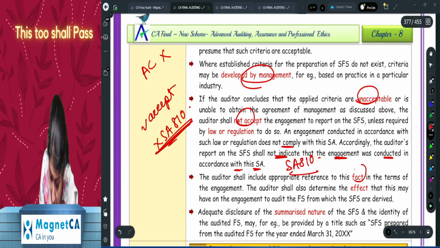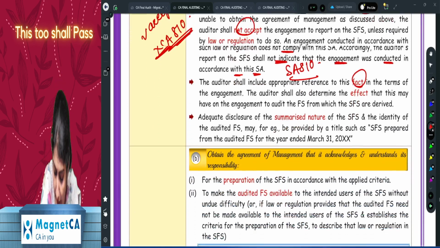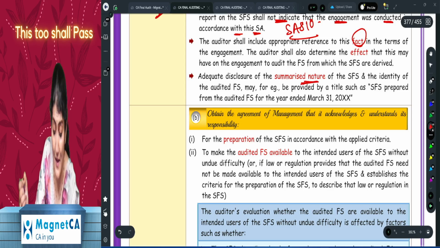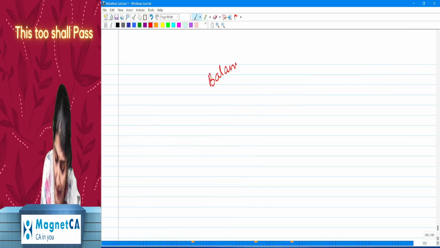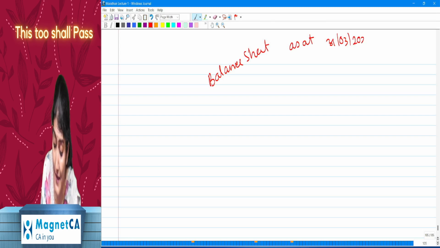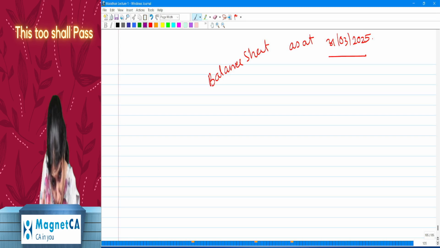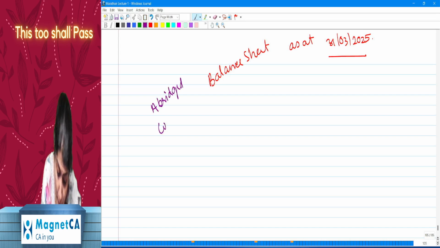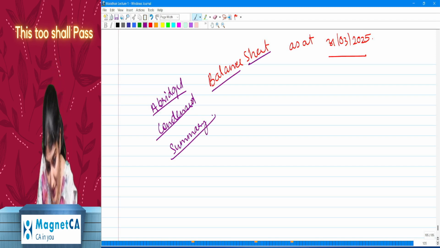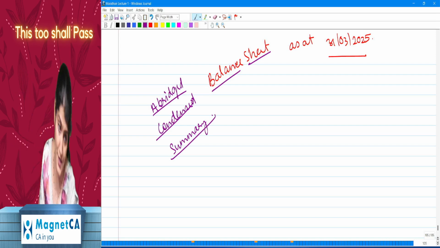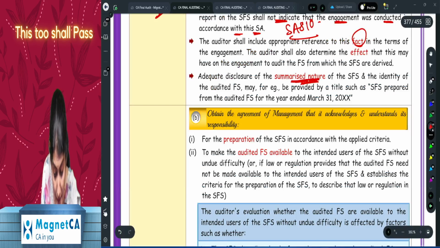Right? Then again, appropriate reference to this fact has to be mentioned, and summary financial statements should clearly disclose their summarized nature, right? So you can't just write balance sheet. If it's a summarized balance sheet, can I just write balance sheet as at 31st March 25? No. Somebody might think this is the complete balance sheet. So for it to be clear that this is not complete, this is a summary, either you write the word abridged balance sheet, or condensed balance sheet, or summary balance sheet or summarized balance sheet, wherein it becomes clear that this is the summary. This is not the complete financial statement. So it has to adequately disclose their summarized nature.